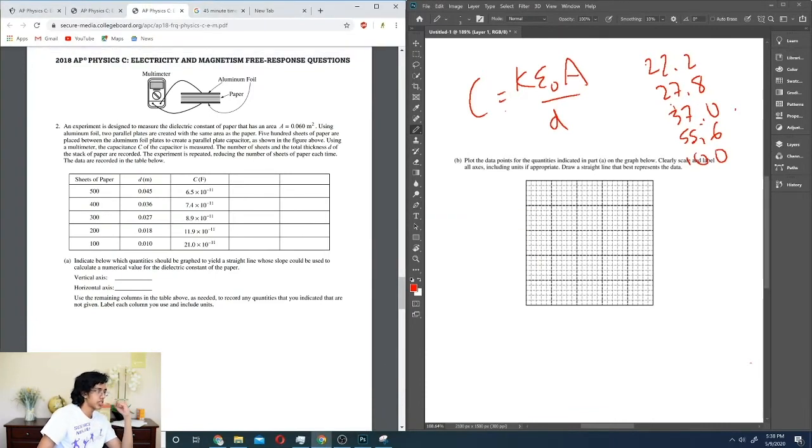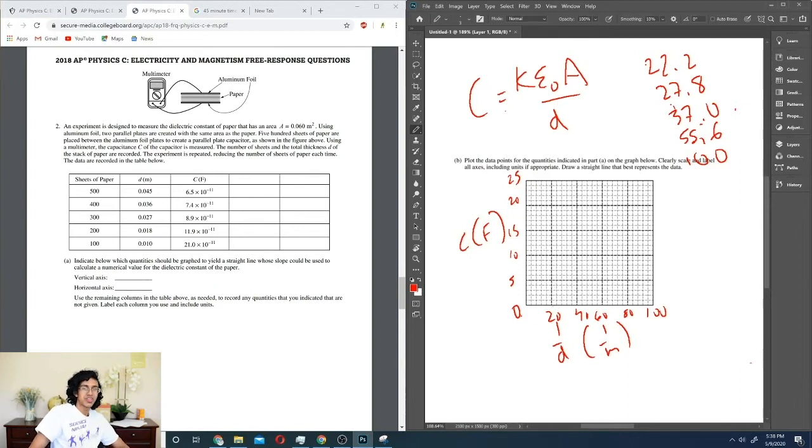So we have C in farads on the y-axis and 1 over d in 1 over meters on the x-axis. We'll go from 0 to 25 on the y-axis, so this will be 20, 15, 10, 5. And over here our 1 over d goes to 100, so this is 80, 60, 40, 20. Just pretend I put times 10 to the negative 11 in there. Then 22.2 goes to 6.5, somewhere around there.